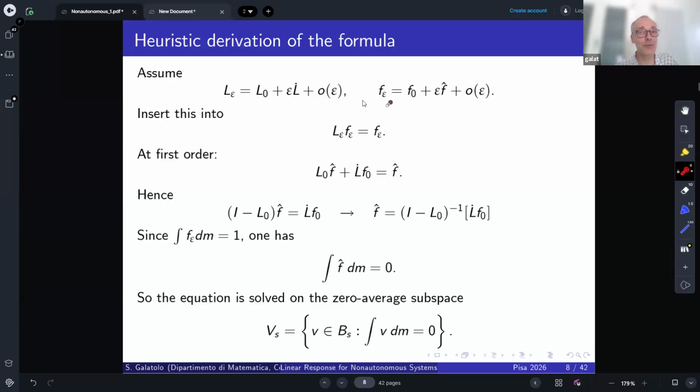And for every one of these operators, you have a fixed probability measure. And suppose that this is also changing smoothly, so there will be the initial invariant measure, the direction of change, which is the linear response, plus something that is not so relevant. Are you assuming uniqueness? How do you choose this f epsilon? Sorry, uniqueness. Yes, let's suppose uniqueness for the moment.